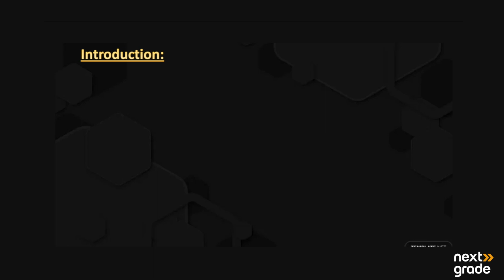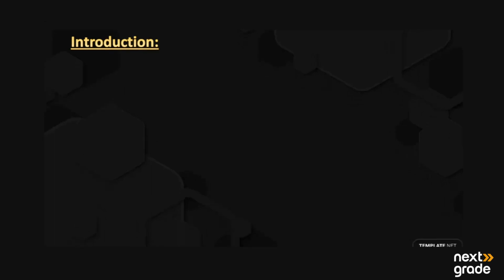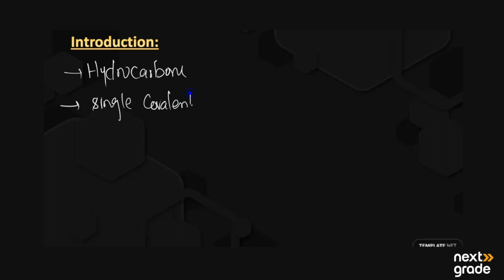Alkanes. So let's have a look at what alkanes are and what properties they have. Basically, alkanes are hydrocarbons, and these hydrocarbons mainly contain single covalent bonds, and that single covalent bond is between the carbon-carbon atoms.